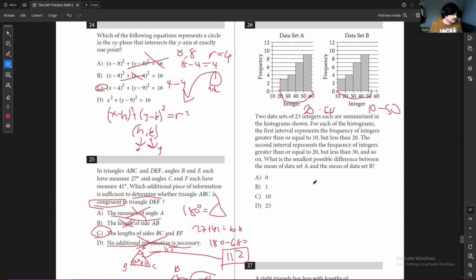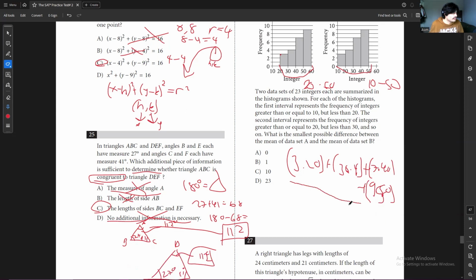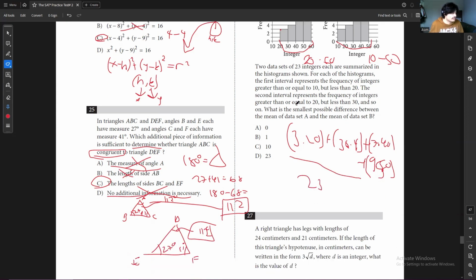Over here, I'm just going to get 20. So 3 times 20 plus 30 times 4 plus 7 times 40 and plus 9 times 50, all divided by 23, because I have 23 integers.